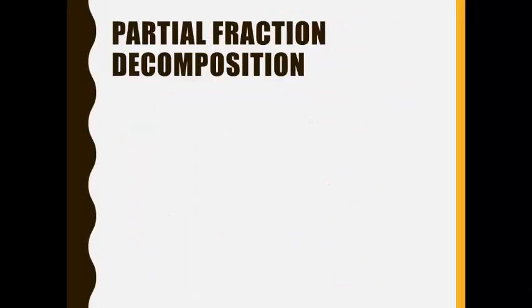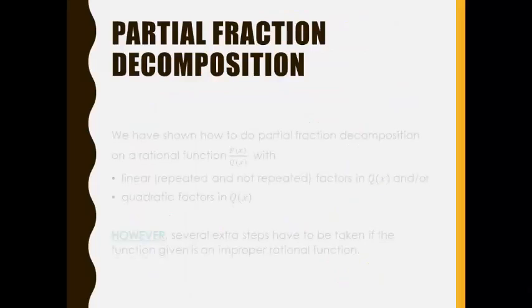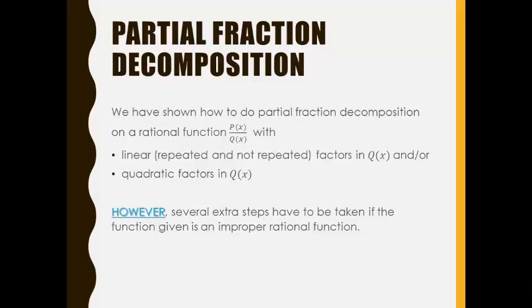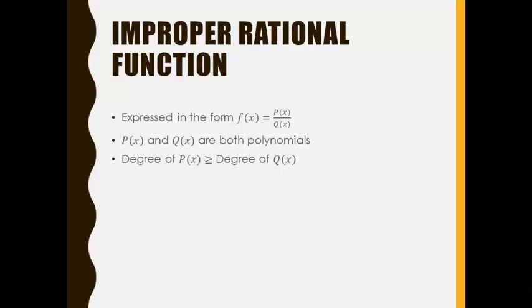In previous slides, we have shown how to do partial fraction decomposition on a rational function p(x) over q(x) with linear factors, repeated and not repeated, in q(x), or quadratic factors in q(x). What happens if we have an improper rational function?